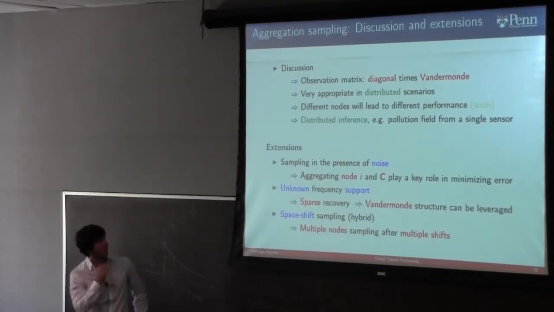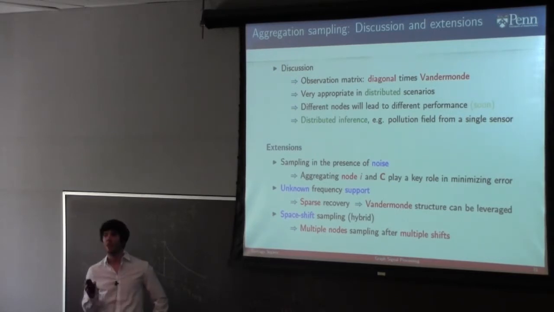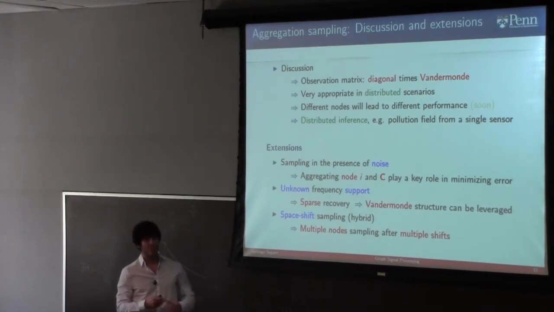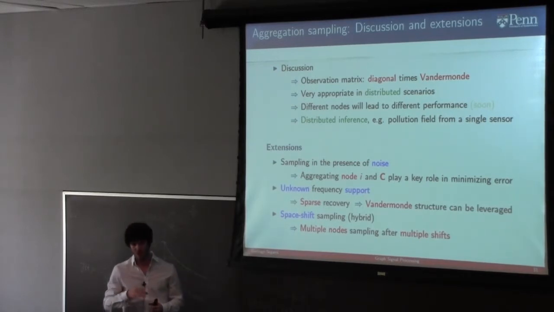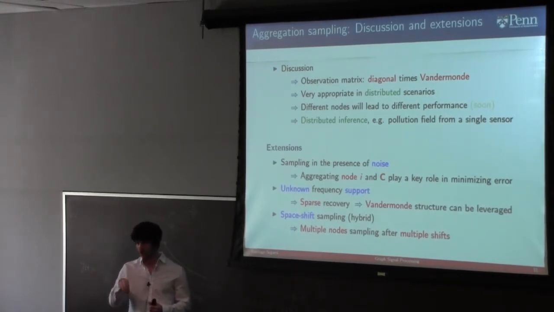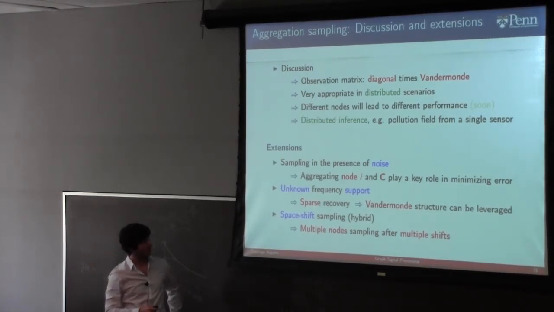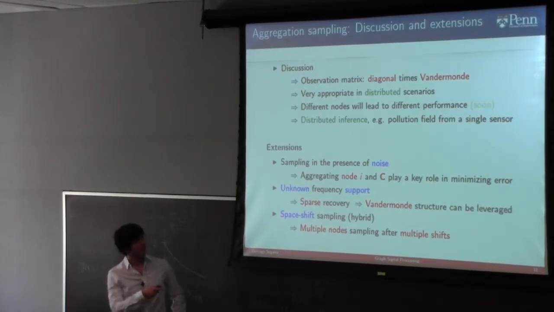So key observations here: the observation matrix for aggregation sampling is a diagonal times a Vandermonde. That is very, very helpful. It's appropriate in distributed scenarios, because we can do inference from each node, and we don't have to pick values from different parts of the graph. Different nodes will lead to different performance in the presence of noise. We'll see that in a second. This is good for distributed inference.